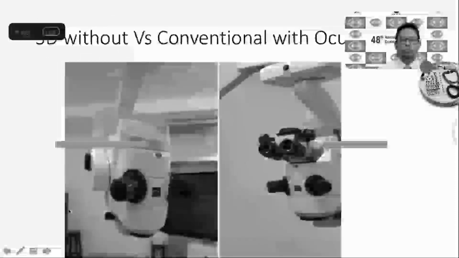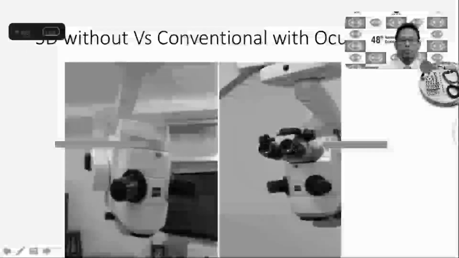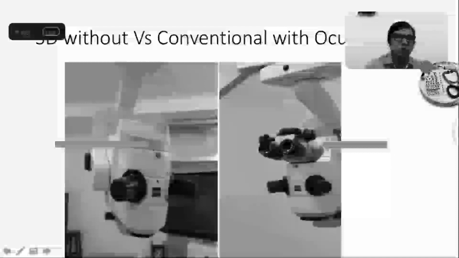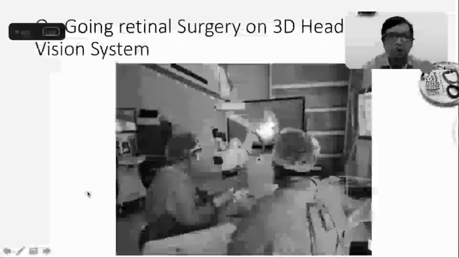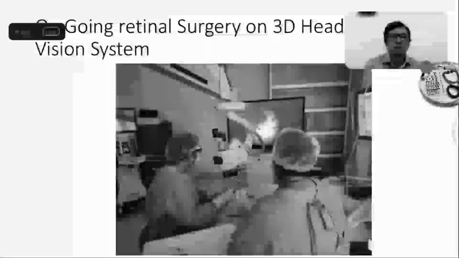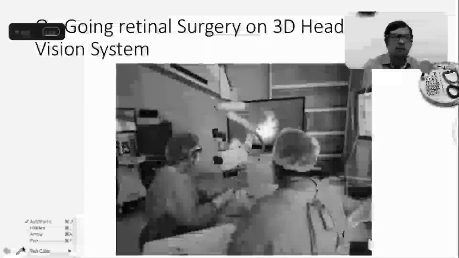The oculars are not there. We are used to this conventional one, and on the left hand side you can see that part is absent. This is actually the same Zeiss microscope, where we can fit the oculars, and without them we can also do this 3D system that we are presenting. This is an ongoing surgery I'm doing on the 3D vision system. As you can see here, I'm not using the ocular.